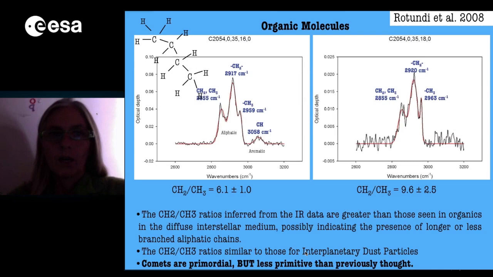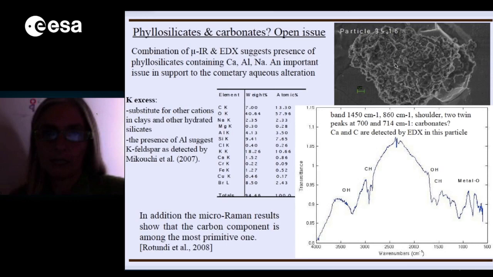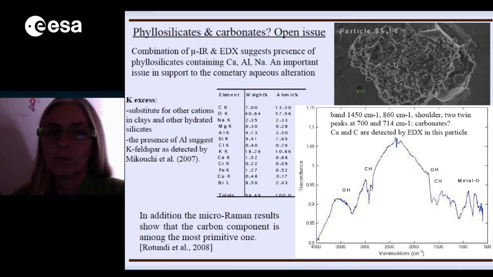Then here I'm showing you, as an example, a field emission scanning electron microscope image of one of the particles, upper right. In this case, it was quite interesting because we could combine infrared spectroscopy with scanning electron microscope EDX results, and conclude that there was probably the presence in this grain of phyllosilicates containing calcium, aluminum, and sodium. And this is an important issue in support of cometary aqueous alteration.